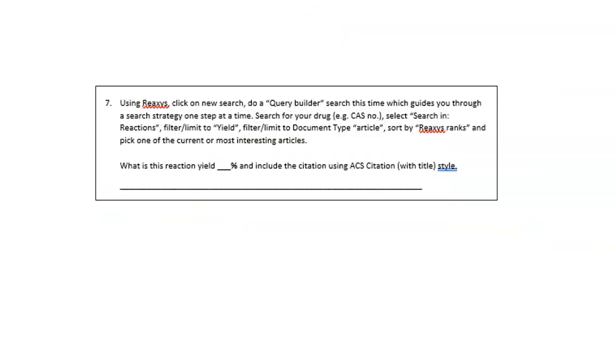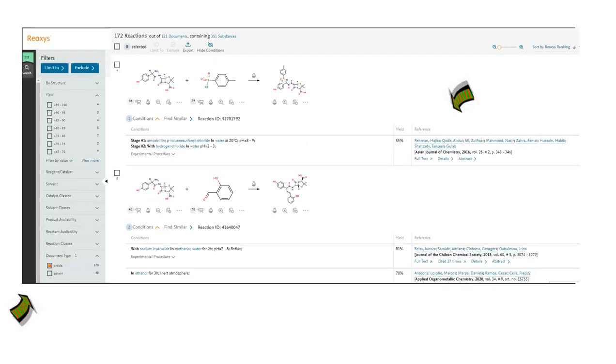Question 7, we go back and we want to do a query builder search at this time and search for reactions and filter by document type. We want to find, you can sort by different ways. We want to find an interesting article, and we want to look at a percent yield, and we want to cite this particular article as well. So here we go. I did this on the left-hand side. Just like SciFinder, there's a different set of filters for each particular reaction, structure, and textual search. It's dependent, which is amazing because these change throughout the whole database as well.